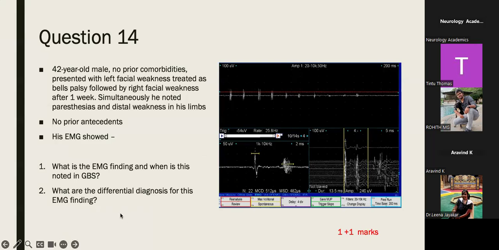What is the EMG finding and when is this noted in GB syndrome? And what are the differential diagnoses for this EMG finding?